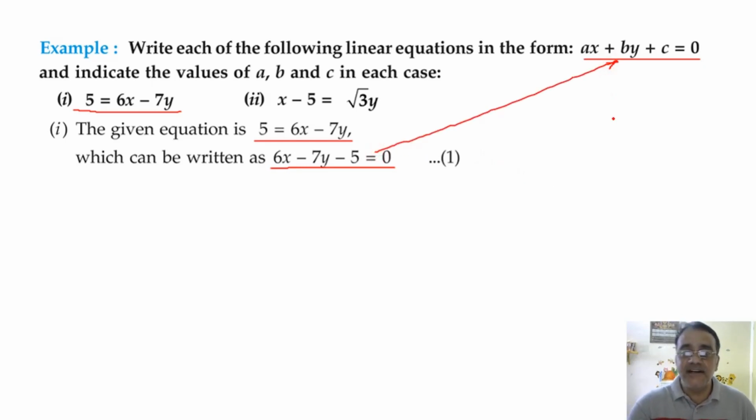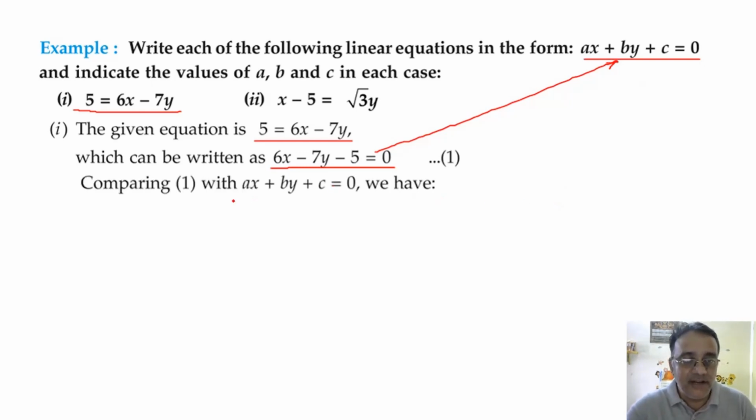If you compare with the standard equation, what is the value of a here? Sir, 6. Very good. What is the value of b? Minus 7. Very good. What is the value of c? Sir, minus 5. Right, very good. So the write-up is that we compare equation 1 with the standard form. We have a equal to 6, b equal to minus 7 and c equal to minus 5.